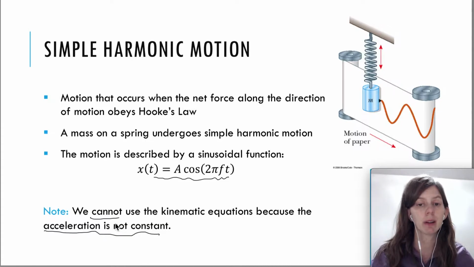How do we know that the acceleration is not constant? Because the object is being pulled on by a force that depends on the displacement, right? It obeys Hooke's law. Well, if the force depends on the displacement, that means that the acceleration also depends on the displacement. So that's why we say it's not constant: as the mass is moving up and down, as that displacement changes, the force changes and the acceleration changes.